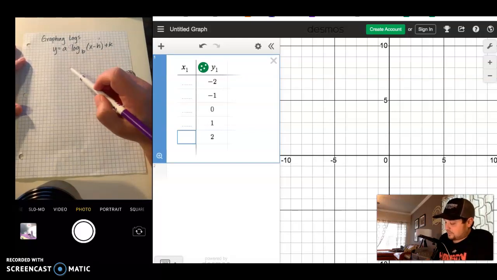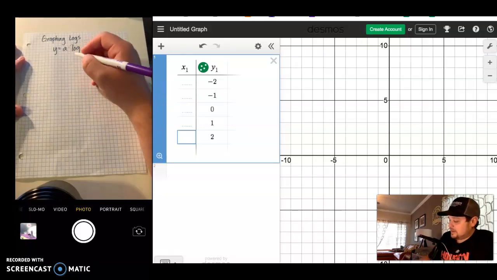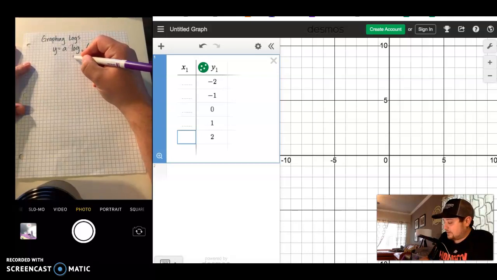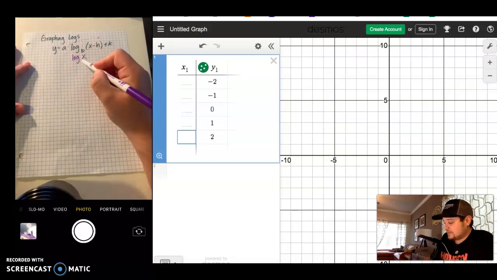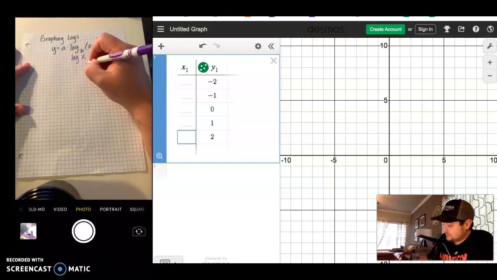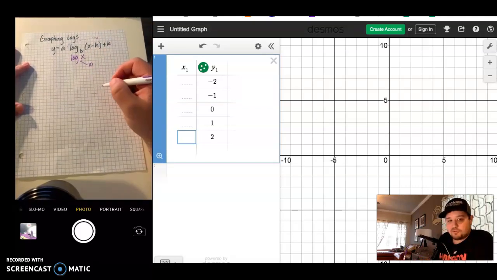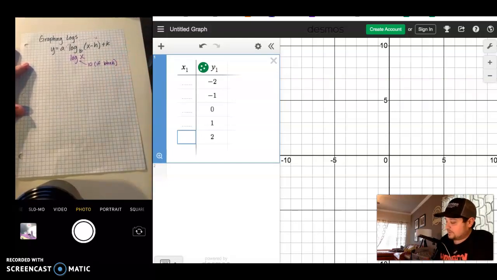B is the base of our log, which is also going to be the base of our exponent. We'll talk about some certain things here. If you have a regular log of x, and it doesn't have a spot here, it is an assumed 10. So our standard base for a log is 10. If it's blank, we're going to be using a 10 as our base, all right?